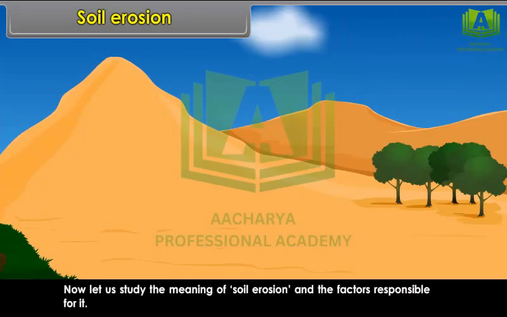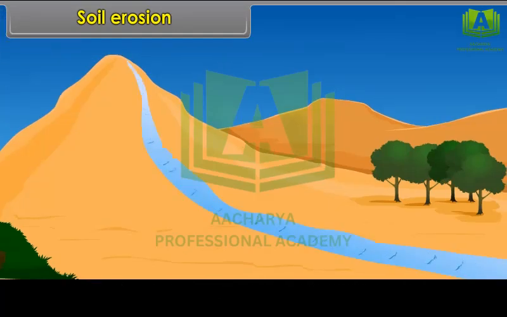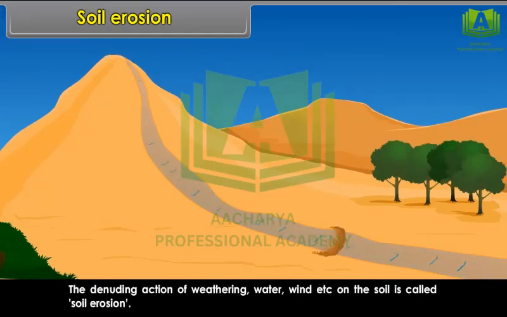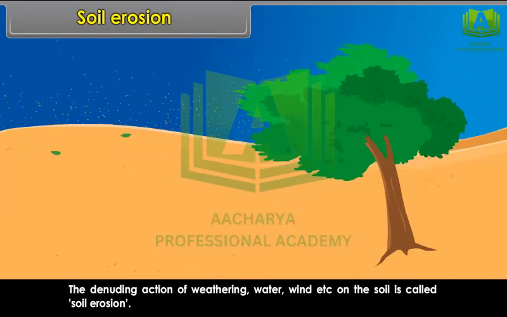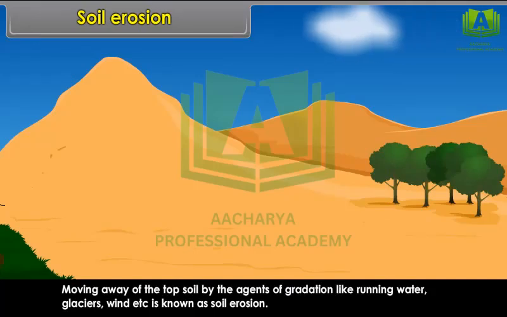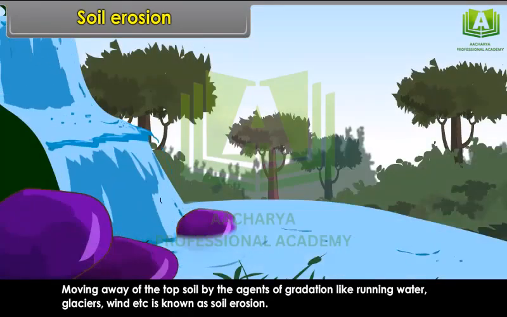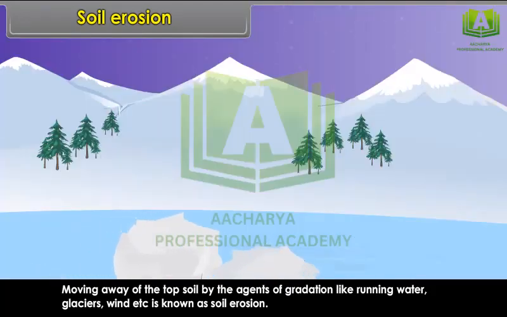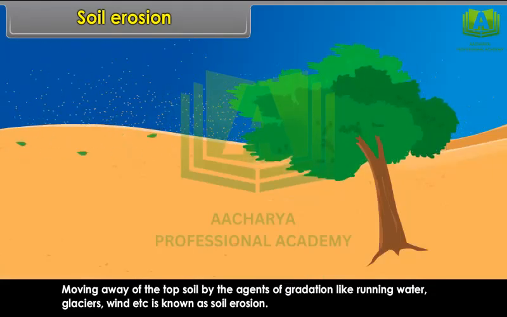Soil erosion. Now let us study the meaning of soil erosion and the factors responsible for it. The denuding action of weathering, water, wind, etc. on the soil is called soil erosion. Or, in other words, moving away of the top soil by the agents of gradation like running water, glaciers, wind, etc. is known as soil erosion.